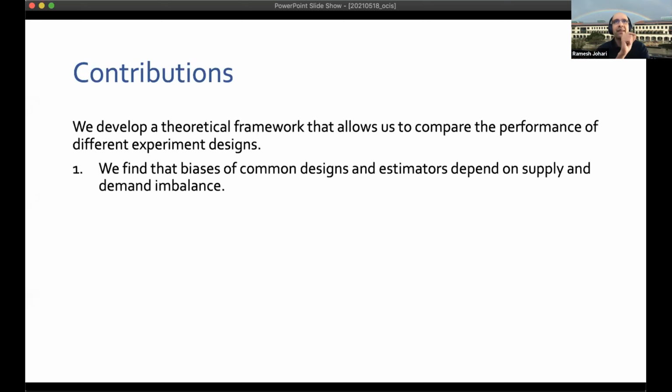Supply-demand imbalance essentially says: are there more buyers or more sellers in the market? A market with more sellers than buyers is demand constrained. A market with more buyers than sellers is supply constrained.